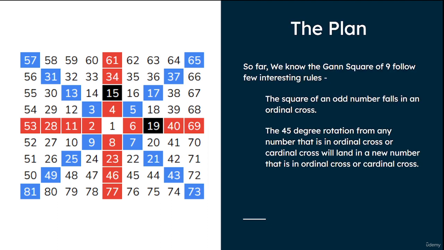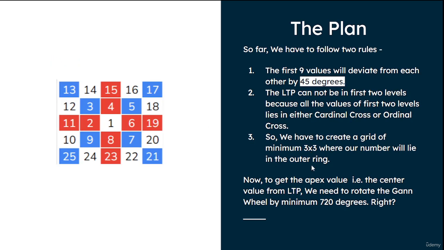Now, so far we have seen Gann square of 9 follows a few interesting rules. The first rule is that the square of an odd number, like 1, 9, 25, 49, 81, always falls in an ordinal cross. And a 45-degree rotation from any number in the ordinal cross or cardinal cross will again land in a number that is in the ordinal cross or cardinal cross. Now we have to follow a few rules. The first 9 values will deviate from each other by 45 degrees.